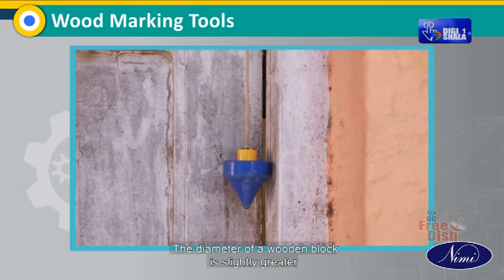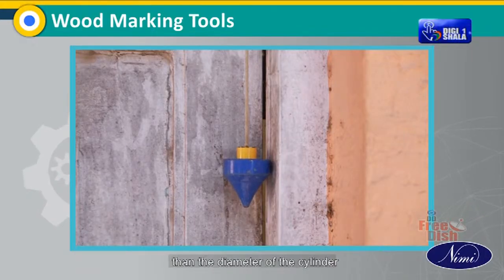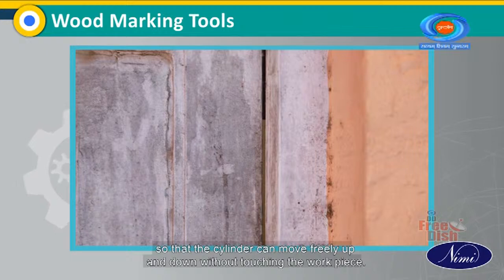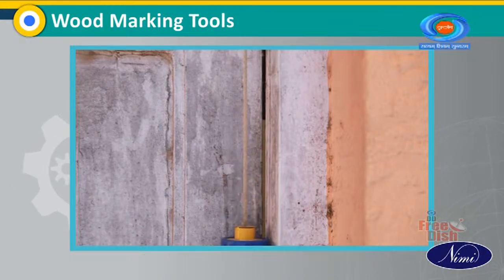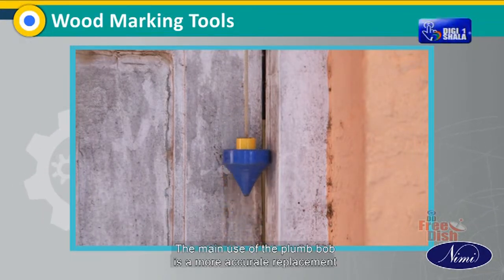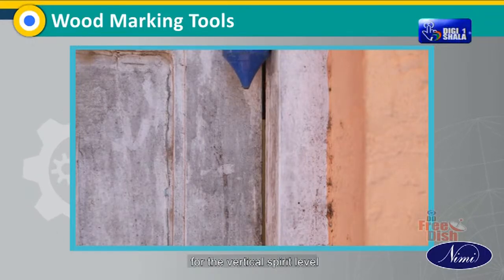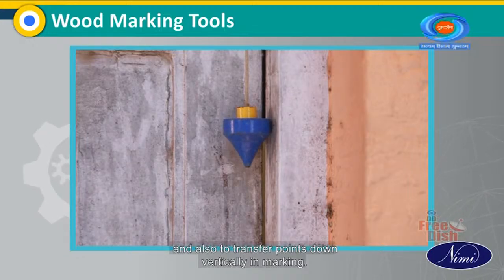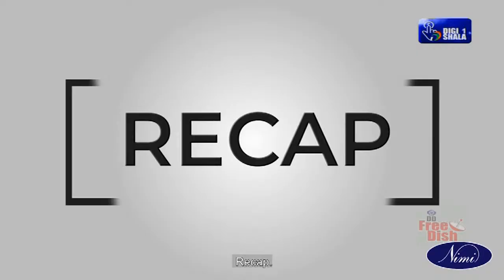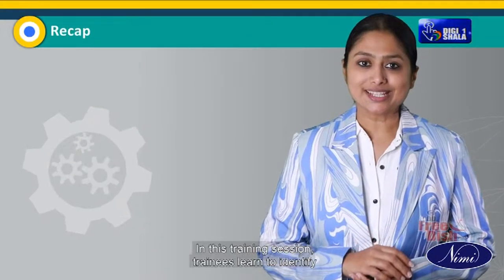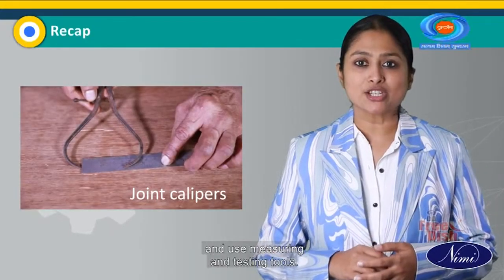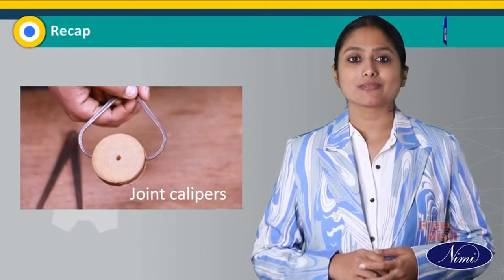The diameter of the wooden block is slightly greater than the diameter of the cylinder so that the cylinder can move freely up and down without touching the workpiece. The main use of the plumb bob is a more accurate replacement for the vertical spirit level and also to transfer points down vertically in marking. Recap. In this training session, trainees learn to identify and use measuring and testing tools.